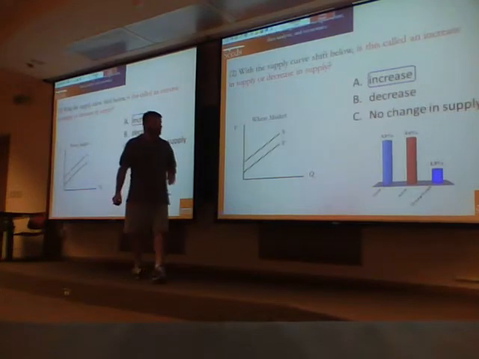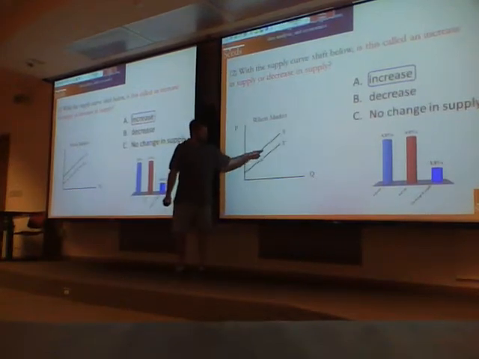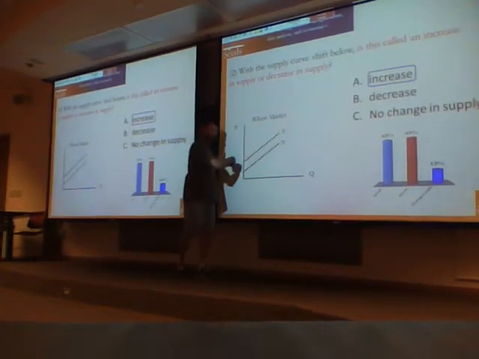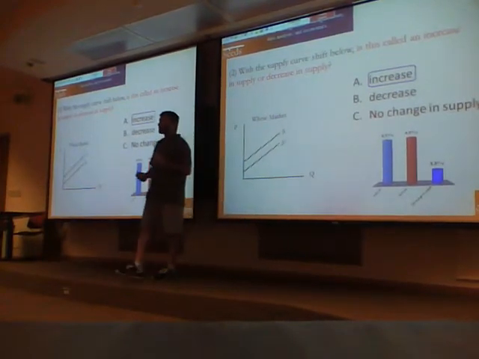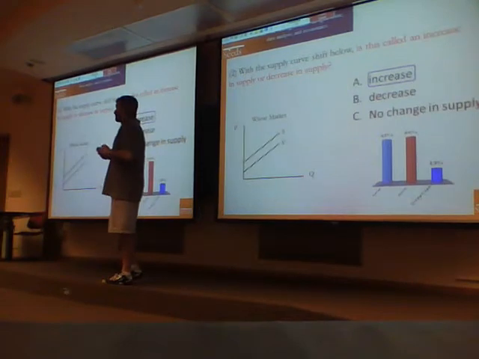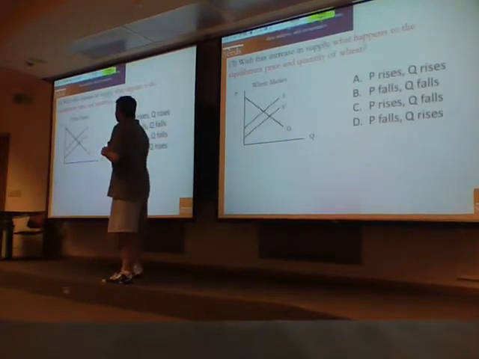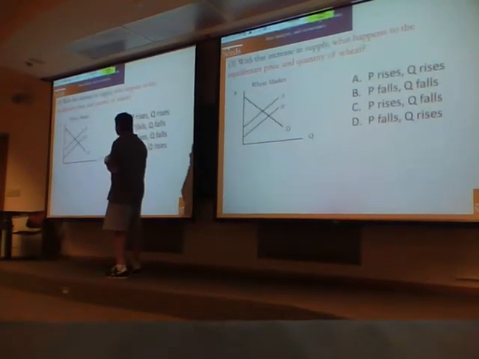Another easy way to think about it is when we go from this supply curve to this supply curve, we're shifting to the right to a higher quantity. So we call that an increase in supply. That's why. Now, it's the same increase in supply.